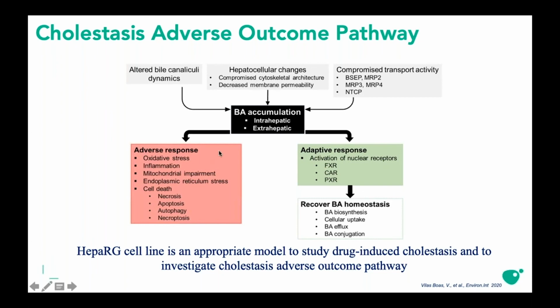Consequently, two kinds of response are set up, and both can be developed by HepaRG cells. An adverse one consisting of oxidative stress, ER stress generation, mitochondrial impairment, and cell death, and an adaptive or compensatory response by activating several nuclear factors to recover bile acid homeostasis. Altogether, these data highlight the HepaRG cell line as an appropriate model to study drug-induced cholestasis and to investigate the cholestasis adverse outcome pathway.